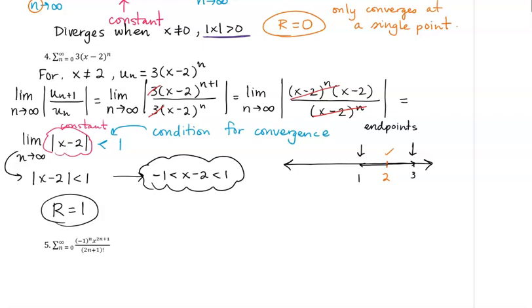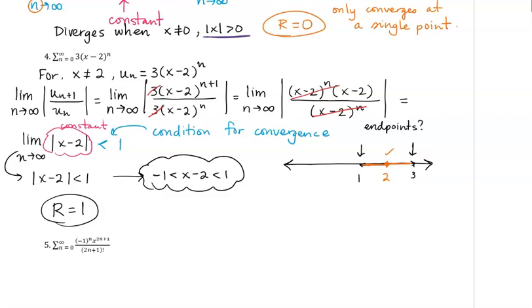I just know that it converges at 2 and definitely up to 3 and up to 1. We have not talked about what's happening at 1 and 3. We will look at those in separate examples. All we're doing in this example is finding the radius of convergence.